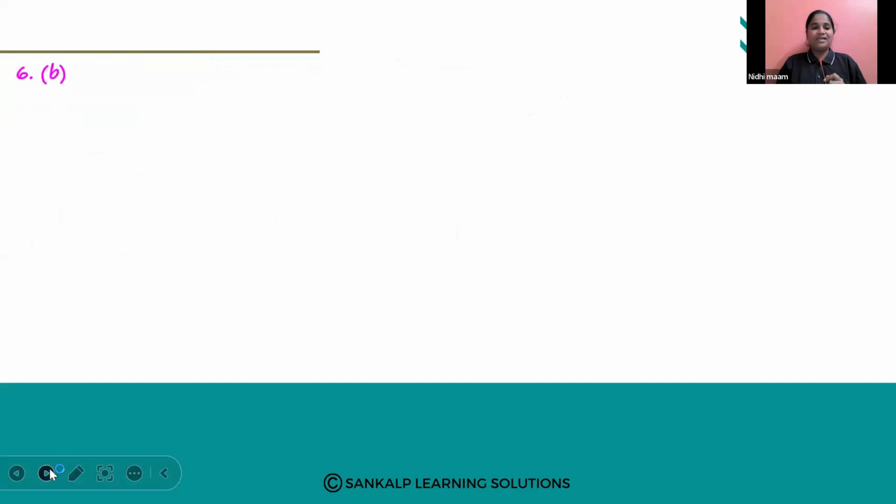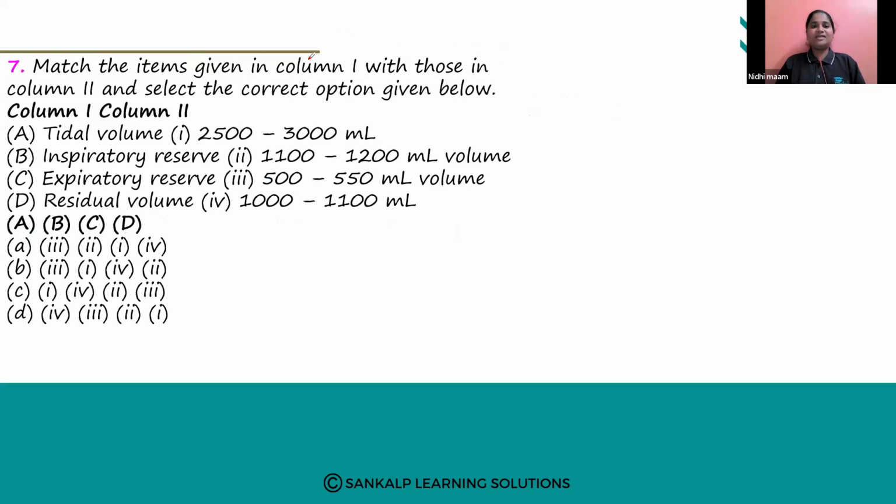Okay, option B. Next question: match the items in column 1 with those in column 2. Select the correct option given below. Column 1 is: tidal volume, inspiratory reserve, expiratory reserve, residual volume. Column 2 has 2500 to 3000, 1100 to 1200, 500 to 550, 1000 to 1100 ml. So we have to match column 1 and column 2, and then we have to see these options.